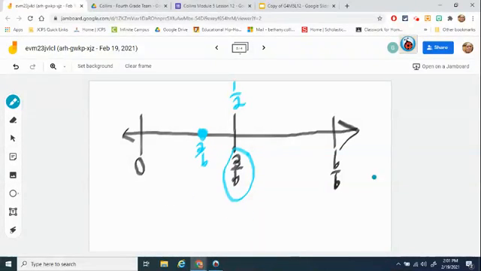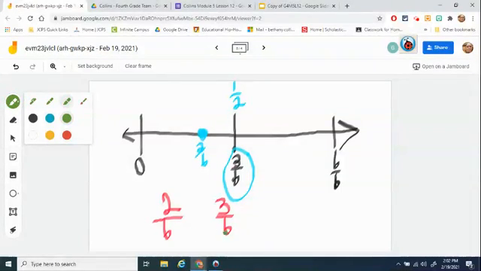less than 1/2. Now, I want to remind you of what you learned last year with the butterfly method, because I know you all know the butterfly method from last year. But we're going to remind you, if I've got 2/6 and I've got 3/6, and I'm trying to figure out which one of these is greater.